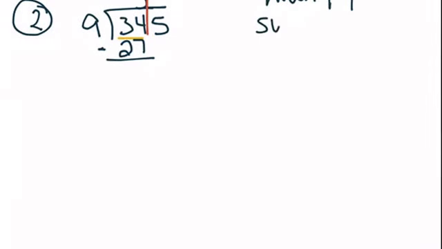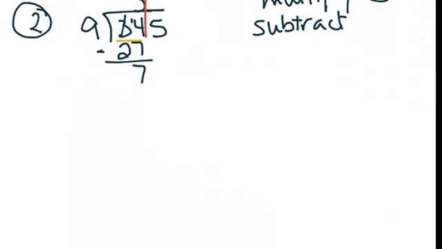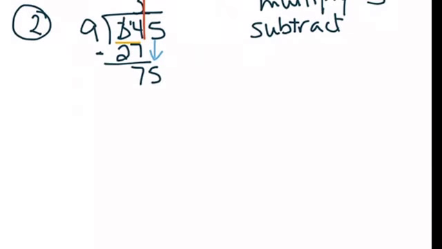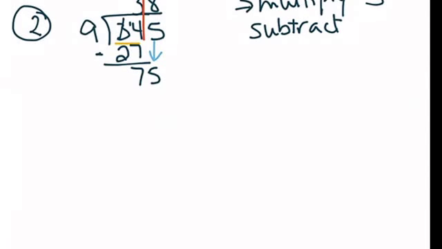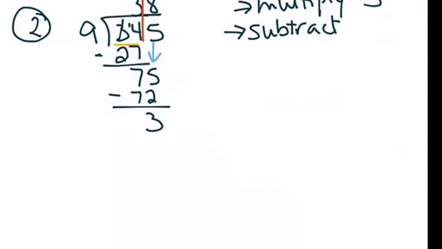Now, we are going to subtract. 34 minus 27 is 7. Okay, continuing the process, we bring that next number down. Now start the process over. 9 will go into 75 8 times. Multiply. 8 times 9 is 72. Subtract. 75 minus 72 is 3. Now we don't have any other number to bring down, do we? So we are finished. Okay?